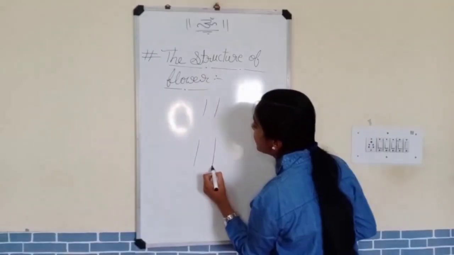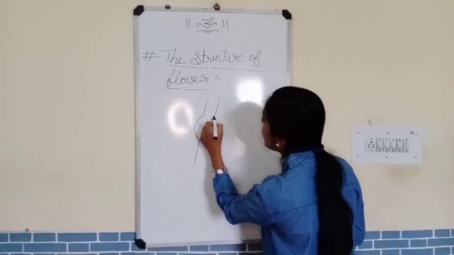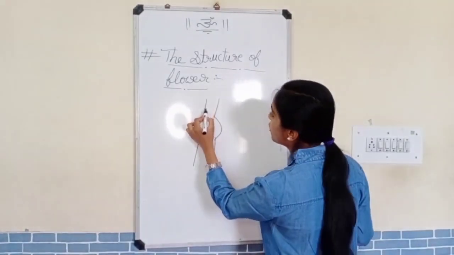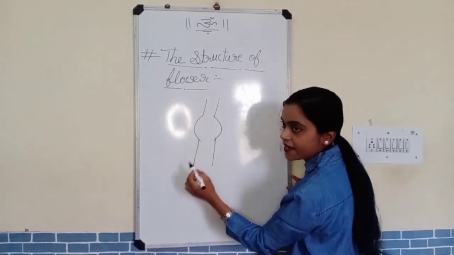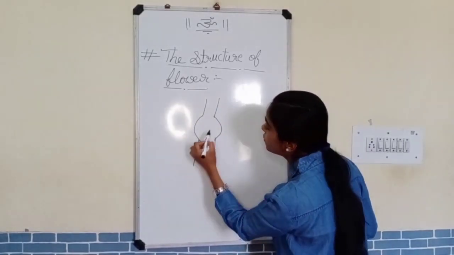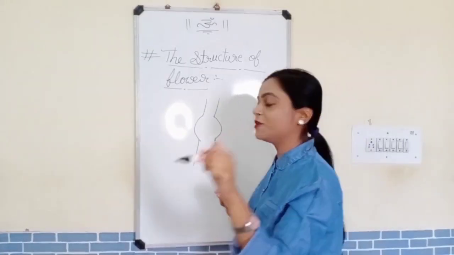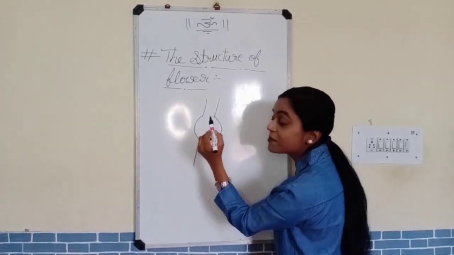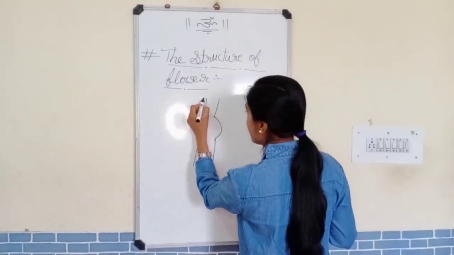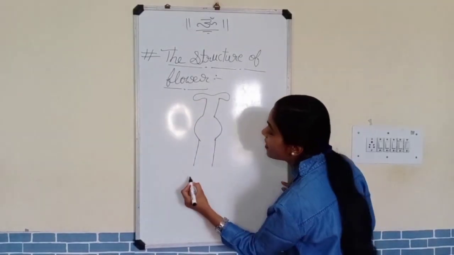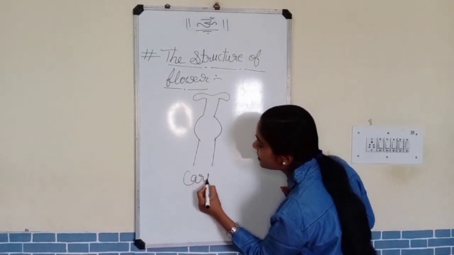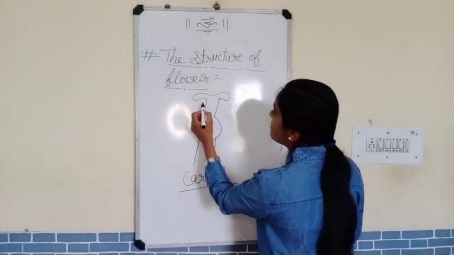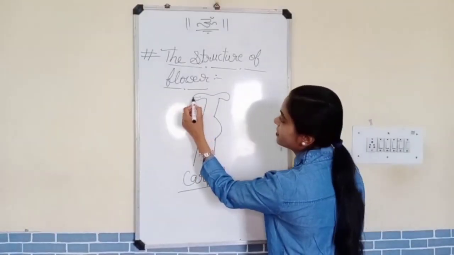Draw two parallel lines, middle of them curves. So, I told you, draw two parallel lines and middle of them there are two curves. Upper the stigma, this is carpel. Then, upper part of this flower is called stigma.